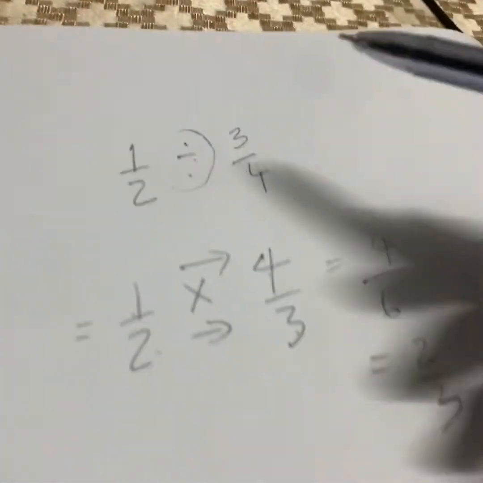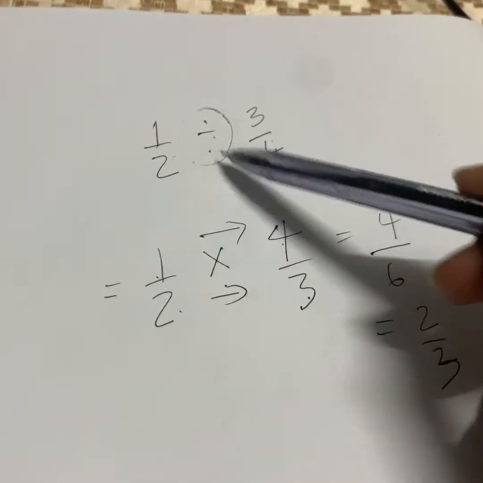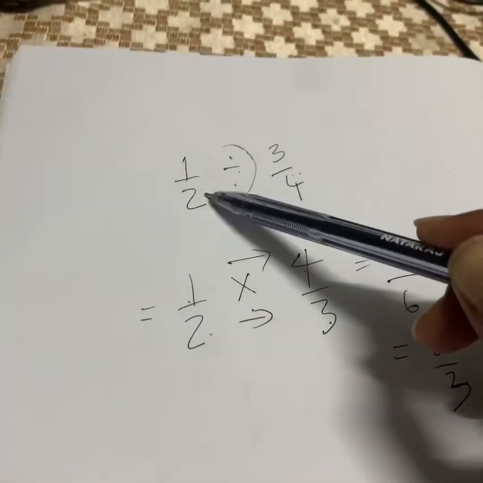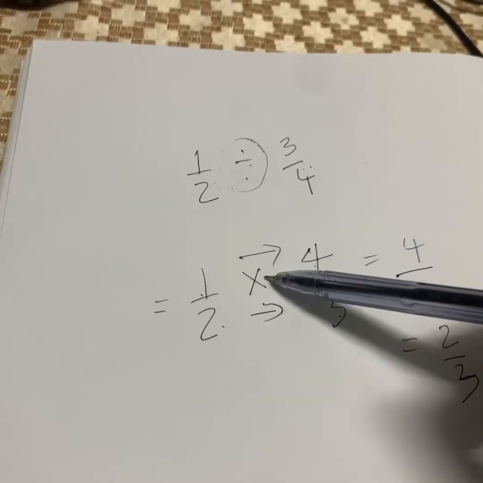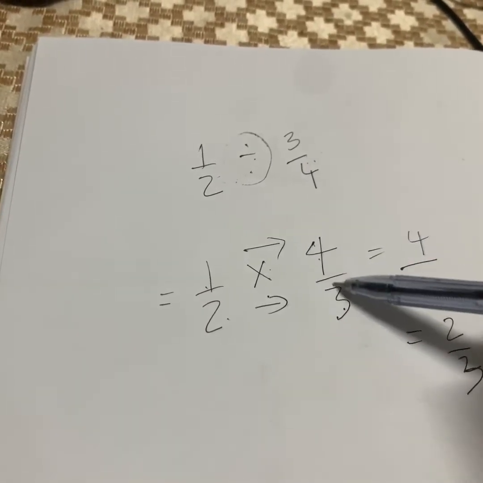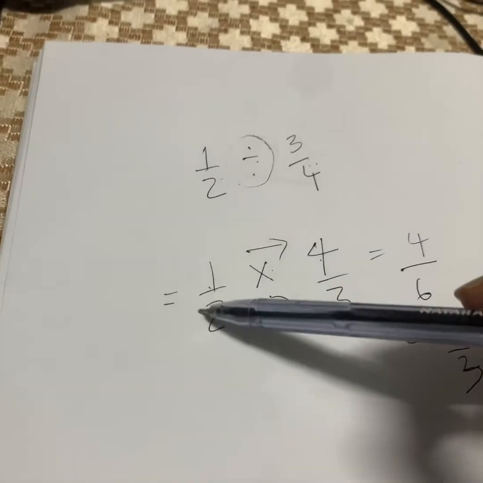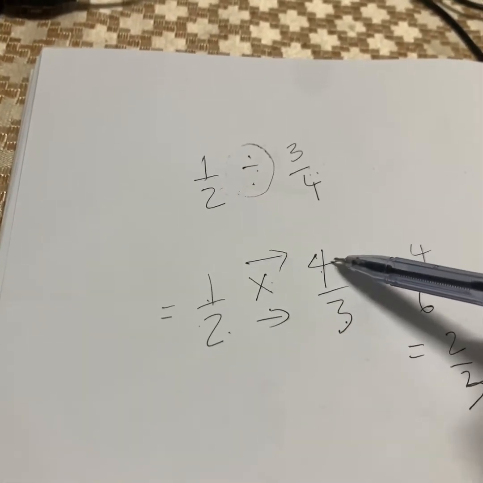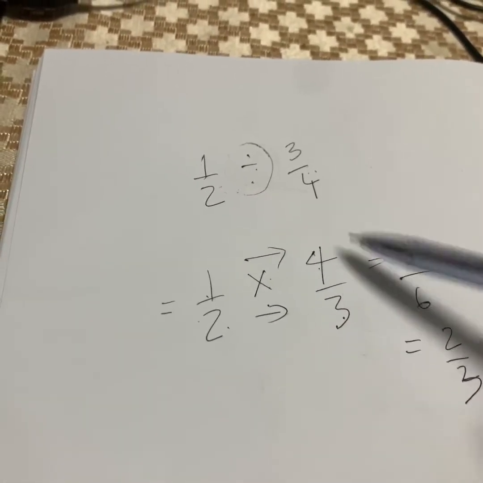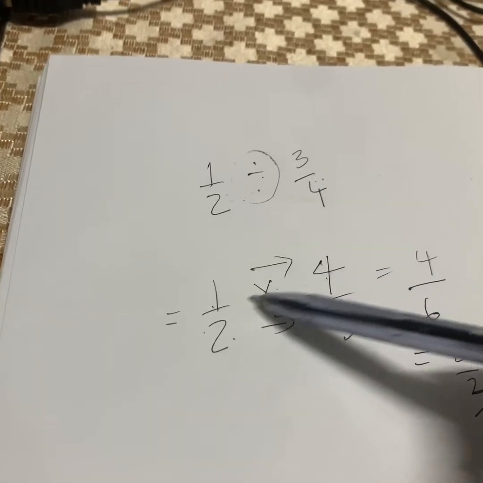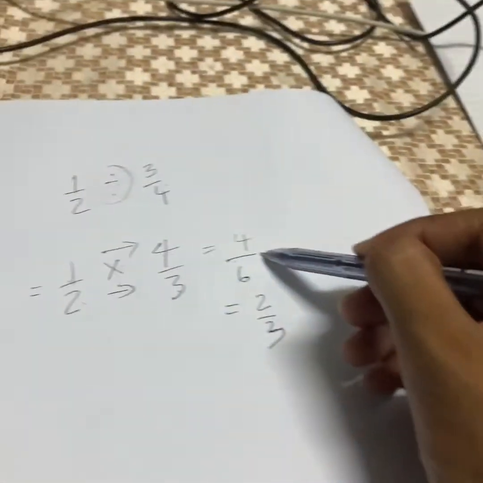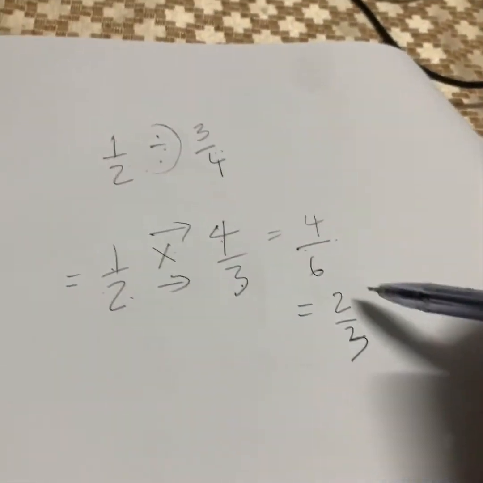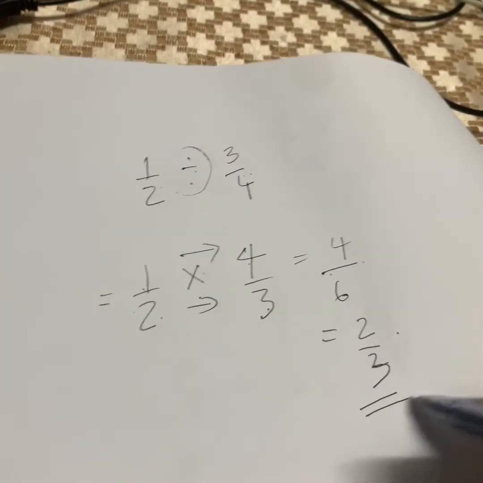Alright, let's look at it again. A half divided by 3/4. We cannot just divide anyhow, we have to change this. As soon as I change this into multiplication, I interchange the other fraction. The first one remains as it is. The only thing we need to do is change the other fraction. We call it reciprocate, and then we simply multiply and get the answer. This is not the final answer here, 4/6. You need to simplify and get it in this form. This is your answer.